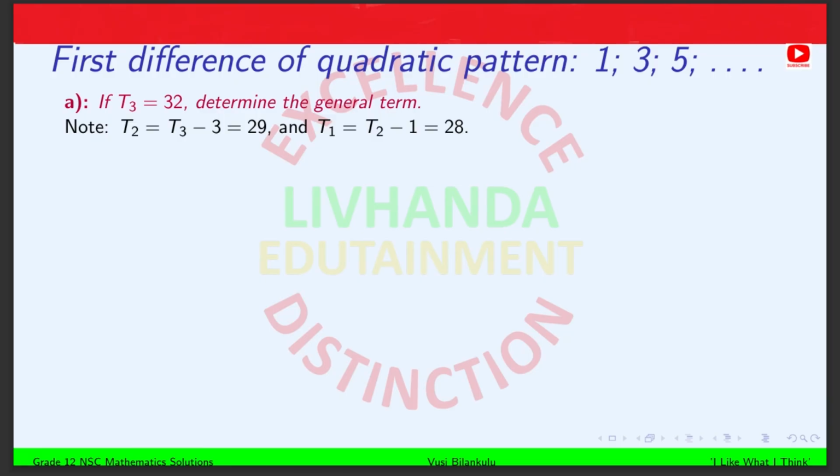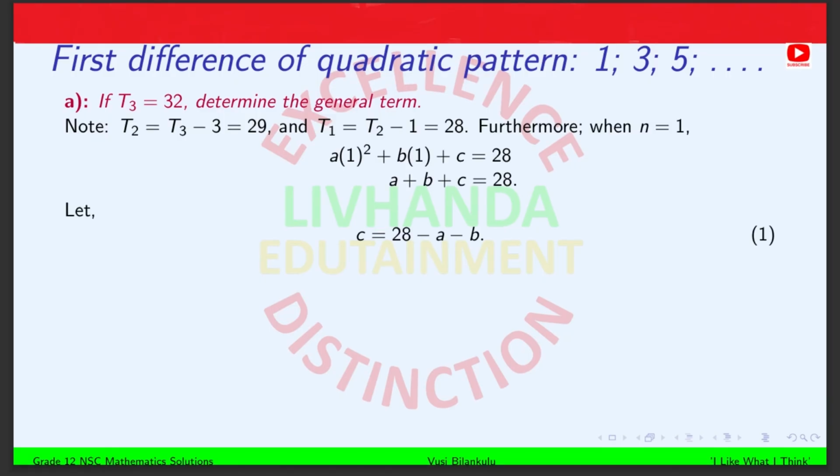Lastly, if the third term equals 32, determine the general term. Notice from the given sequence of first difference that T2 equals 29 and T1 equals 28. Furthermore, if n equals 1, the formula for the general term simplifies to a plus b plus c equals 28. Label equation c equals 28 minus a minus b as number 1. Also, if n equals 2, the general formula simplifies to 4a plus 2b plus c equals 29.